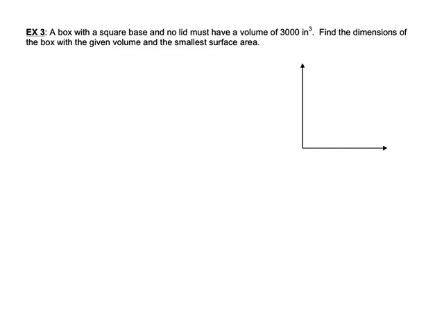Okay, so we have a box with a square base and no lid, so only a bottom, no top, and it must have a volume of 3,000 cubic inches. Find the dimensions of the box with the given volume and the smallest surface area. So this is similar. Remember, you want that big picture result. We want to minimize the surface area. So we'll need a surface area for this box with a square base.